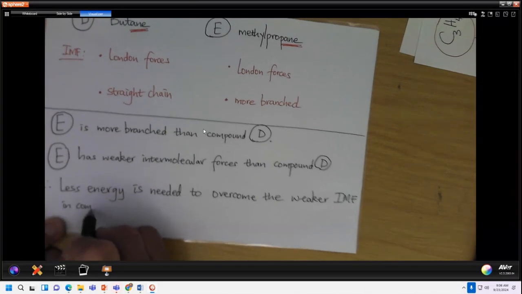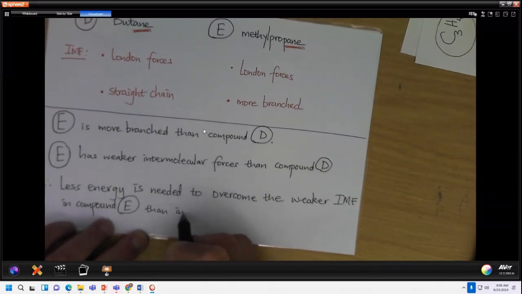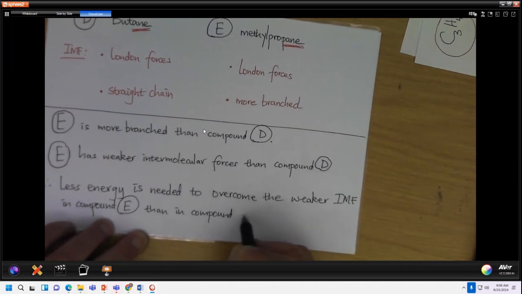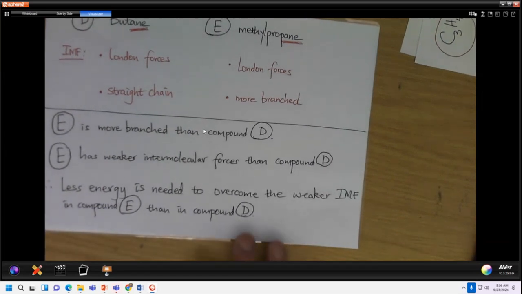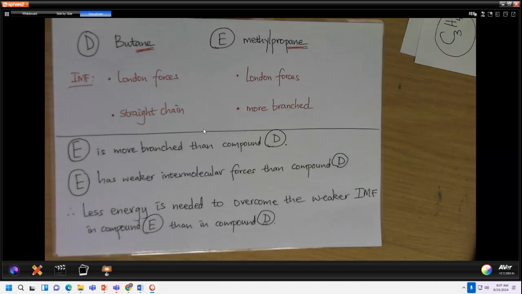In compound E, then in D. All right. Okay. Are we all together? Let's just go through this again. We've got butane. We've got methyl propane. They both have London forces. Butane is a straight chain molecule. Methyl propane is more branched. By virtue of the fact that methyl propane is more branched, the intermolecular forces in compound E, the methyl propane, are weaker than the intermolecular forces in compound D. That means that less energy is needed to overcome the weaker intermolecular forces in compound E than in compound D.